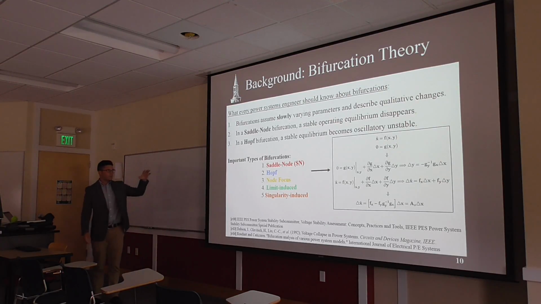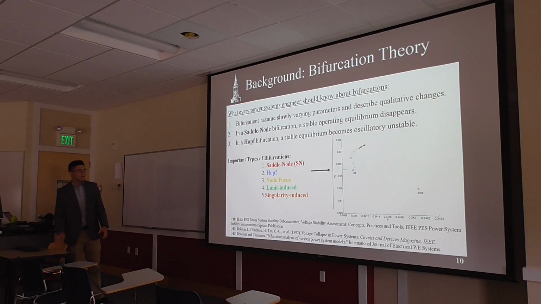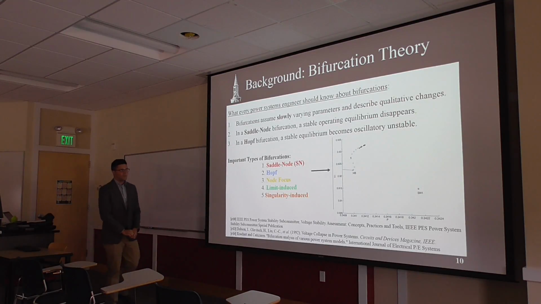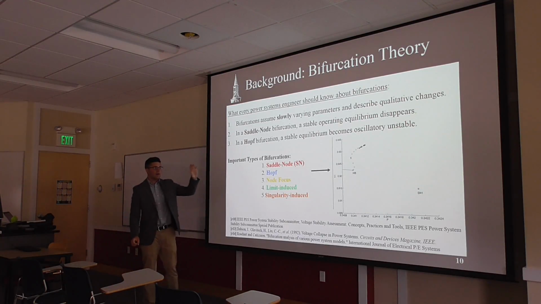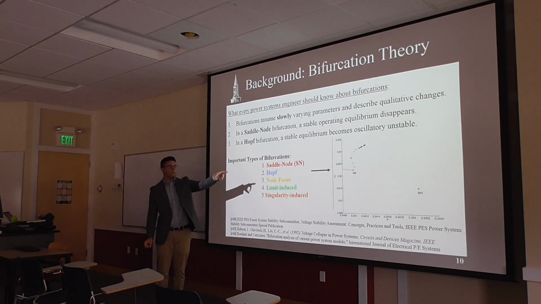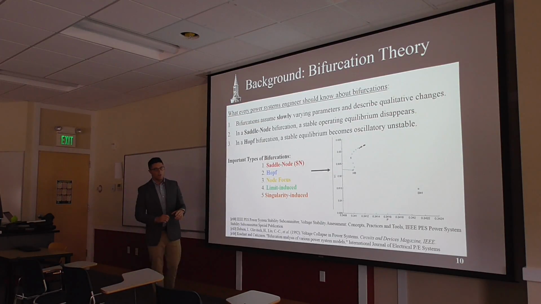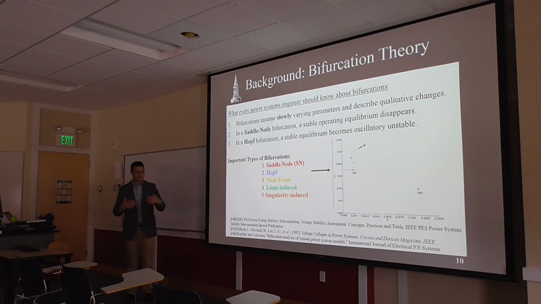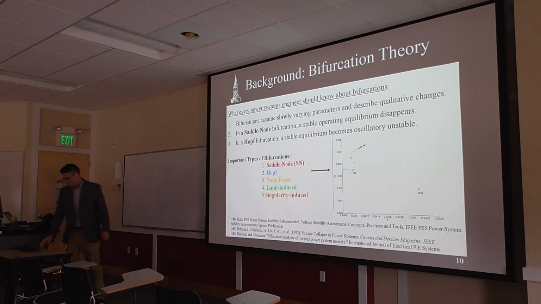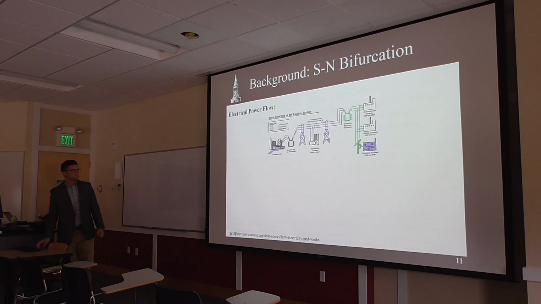And again, we're more concerned with the saddle node bifurcation, but it's important to consider both types of bifurcations, because oftentimes the Hopf bifurcation will occur before the saddle node bifurcation, where the saddle node represents the maximum power transfer point of the entire system. It's typically when the saddle node bifurcation will occur.